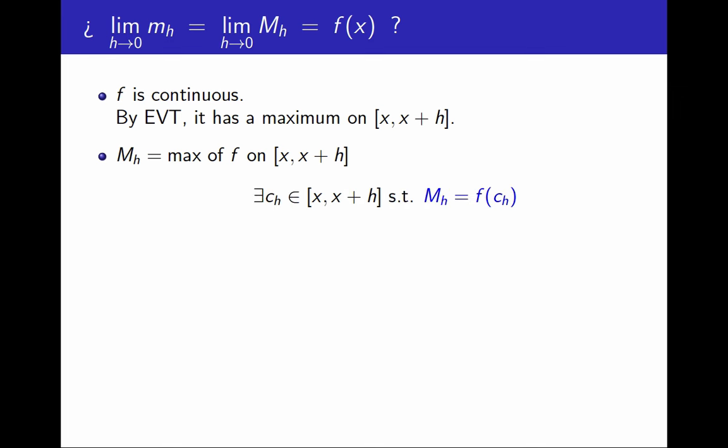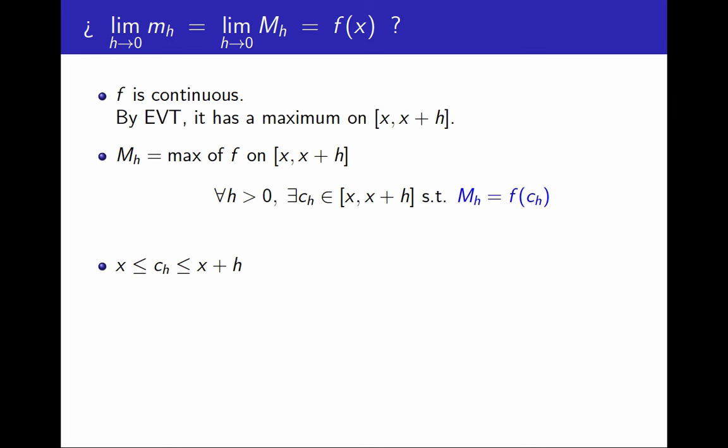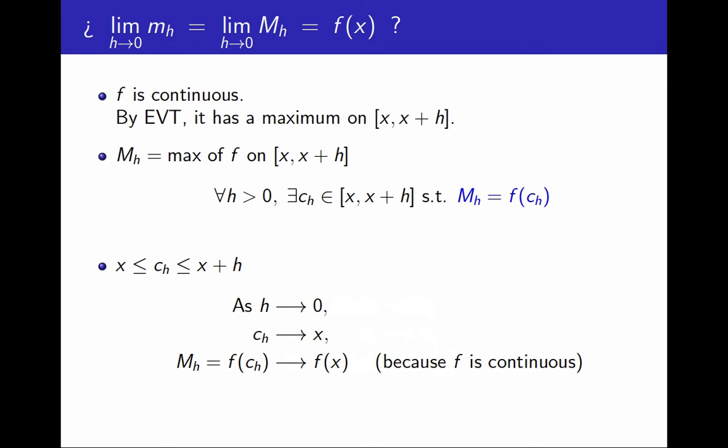So more precisely, I should say that there is a value of c sub h, a real number between x and x plus h, such that the maximum, big M sub h, is f of that. And to be precise, this happens for every h, and c sub h depends on h. Okay, so now c sub h is between x and x plus h. As I make h approach 0, c sub h is going to have limit x necessarily, and therefore f of c sub h is going to have limit f of x because f is continuous. That's fundamental. If f were not continuous, the theorem would be entirely false. So that's exactly what I wanted.